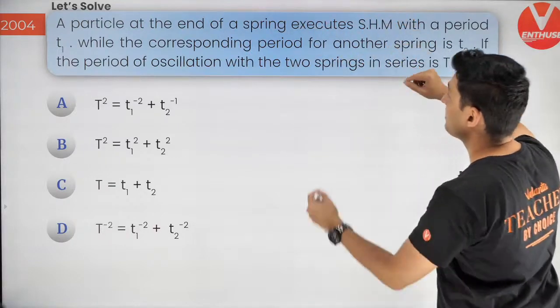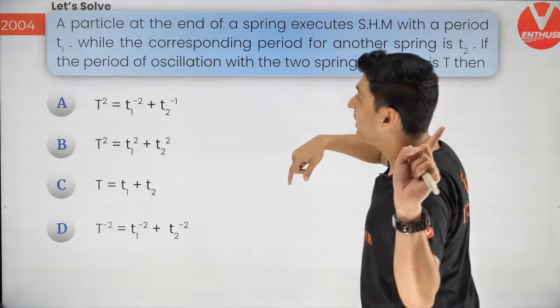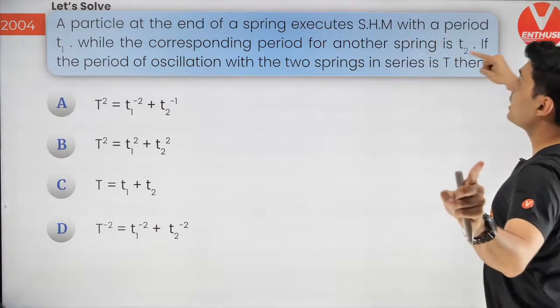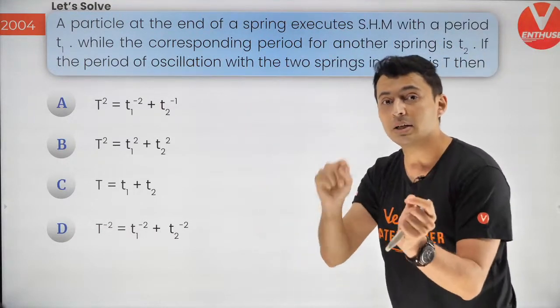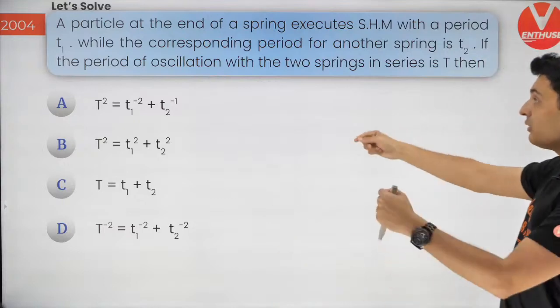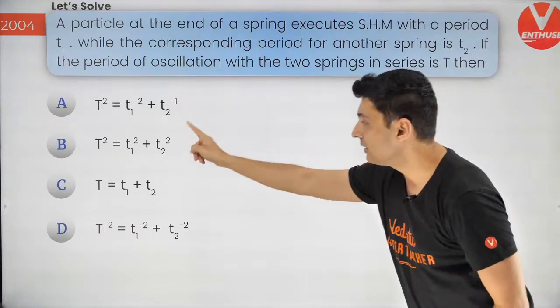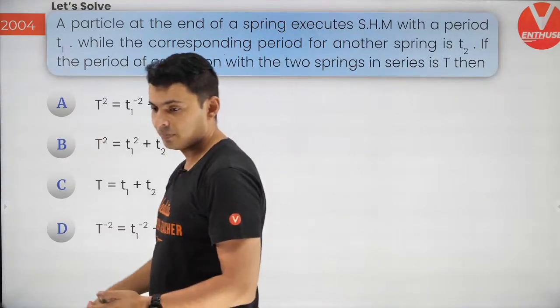A particle at the end of a spring executes SHM with time period T1. The corresponding period for another spring, with the same mass, is T2. If you attach them in series, then the new time period is how much?